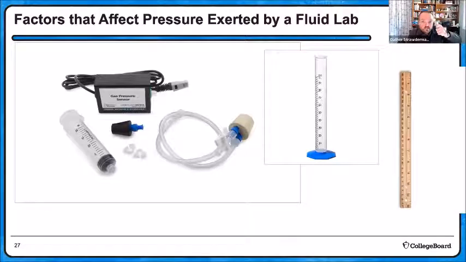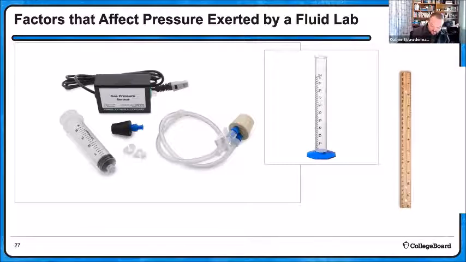Put your meter stick ruler right up next to the graduated cylinder, and you just dip the pressure sensor, the tip of the tube, deeper and deeper underwater. What that does is compress the gas inside of the tubing and increase the gas pressure in the tubing, because the water is going to compress the gas inside the tube.